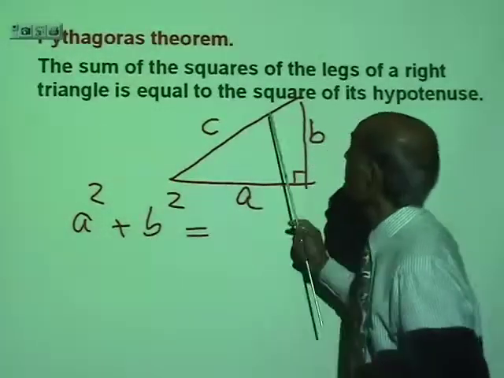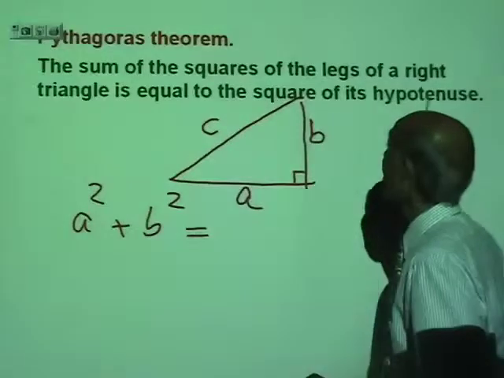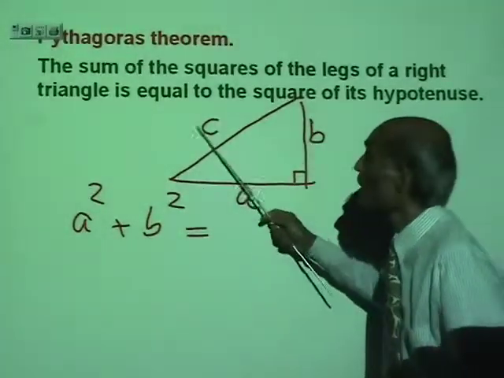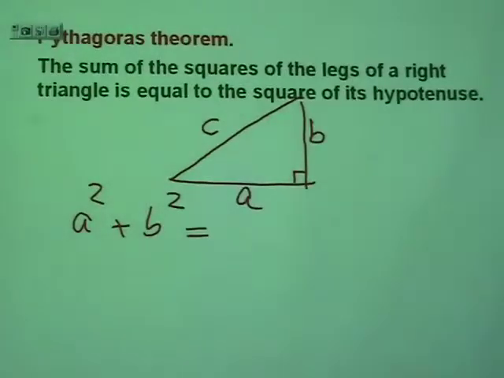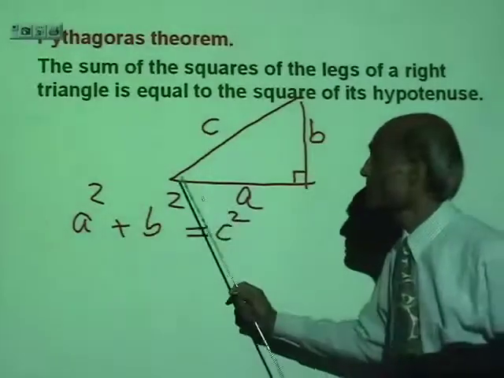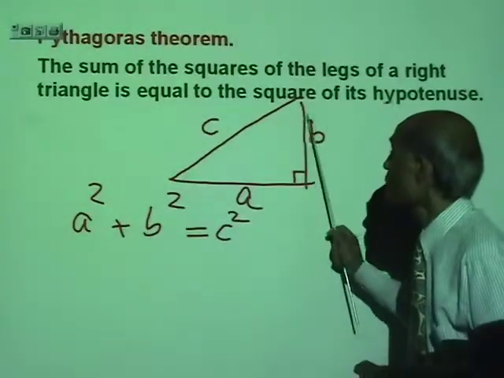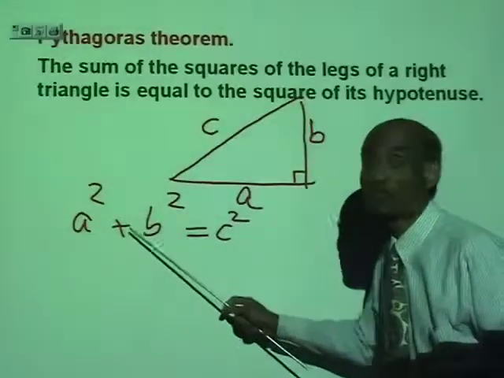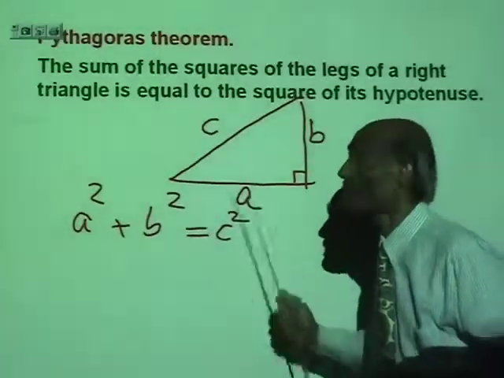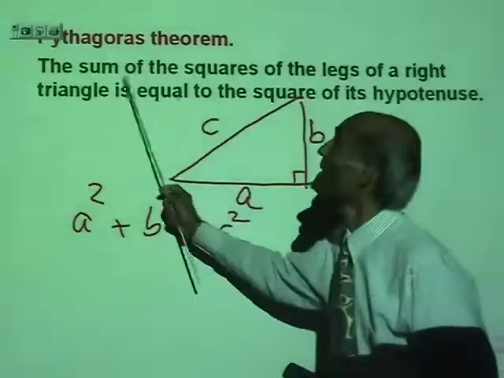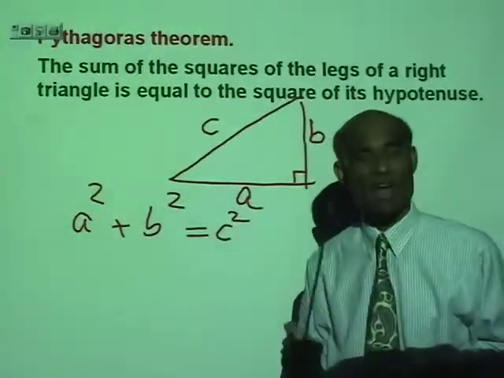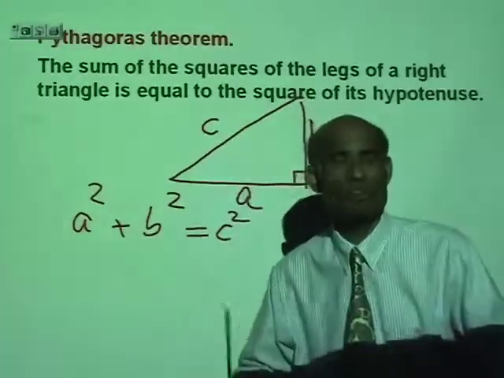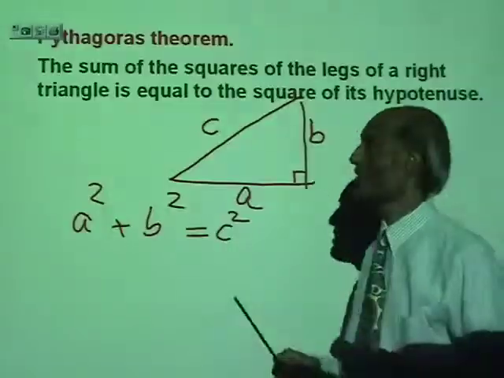And what is that equal to? It says equal to the square of the hypotenuse, the square of C. So A squared plus B squared equals C squared, and that is the Pythagoras theorem. You square one leg, square the other leg, add them together, and it gives you the square of the hypotenuse. Now, it will be nice to learn it. It's a very important and very widely used theorem.